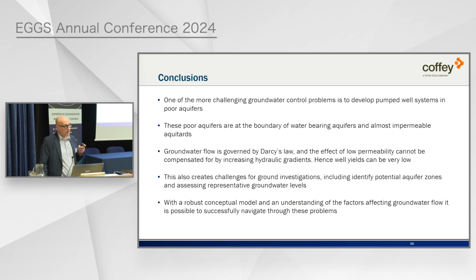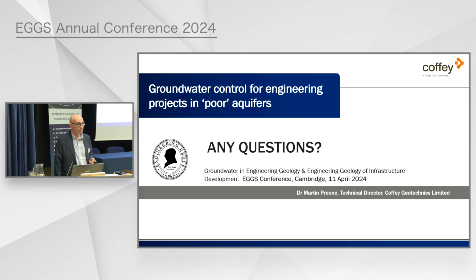This also creates challenges for ground investigations, including identifying aquifer zones, representing groundwater levels, and being aware that good drilling crews may well report these poor aquifers as being dry, and you need to factor that information into the conceptual model. And I'm sure we're going to hear the phrase conceptual model a lot over the next few days. With a robust conceptual model and understanding of the factors affecting groundwater flow, it's possible to navigate through these problems, and I hope you've enjoyed my presentation tonight. Thank you very much.